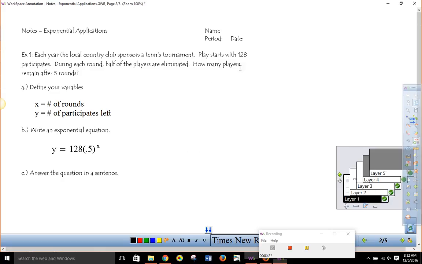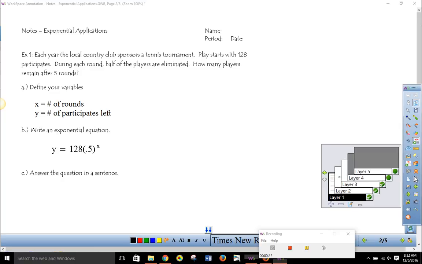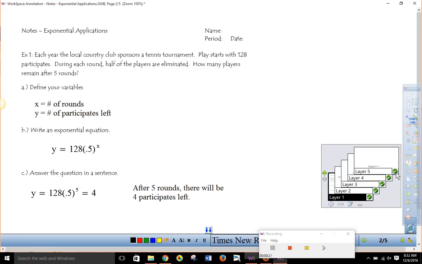And then we need to find out what happens after 5 rounds. Rounds is our input, so we're going to put a 5 in for this exponent, which should get us 4 players. Okay? And you need to make sure that you can wrap this up, put a little bow on top of it, and give it to me in a sentence. What does this number 4 mean? Okay? So you have, after 5 rounds, there will be 4 participants left. And of course, there's a couple different ways you could state that. But that is what we are looking for.